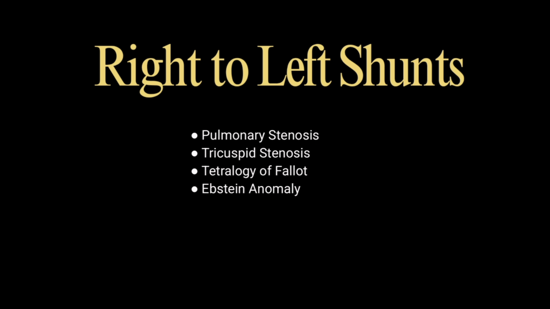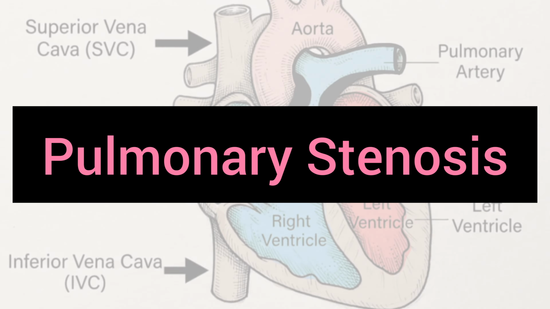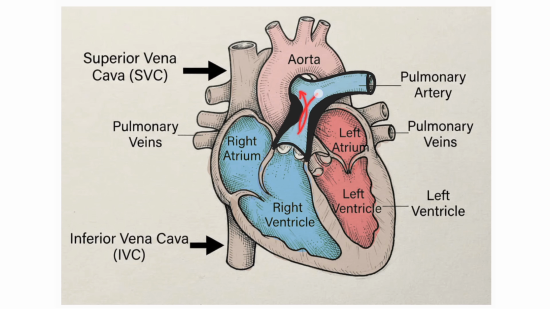Right to left shunts. We have pulmonary stenosis, tricuspid stenosis, tetralogy of Fallot, and Ebstein's anomaly. Pulmonary stenosis. Stenosis meaning narrowing of the pulmonary artery, so the blood cannot flow properly and hence there is overload of blood on the right side. This defect is always accompanied by an ASD or a PFO, that is patent foramen ovale. The pressure eventually surpasses the high pressure on the left side and we have a right to left shunt, that is, the blood starts flowing from the right side of the heart to the left side of the heart.